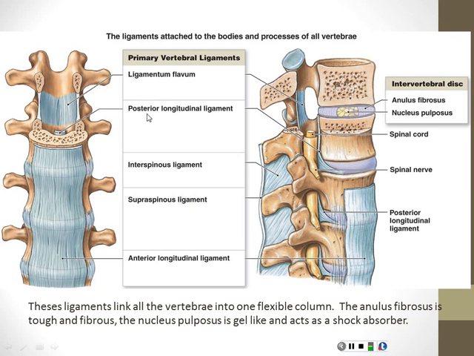Now inside the vertebral canal, the front of the vertebral canal has a posterior longitudinal ligament, so it runs the length this way. And then the back of the vertebral canal has the ligamentum flavum, which is one of the stretchiest ligaments in the body. So the back of the vertebral canal, which is right here, is made up of the ligamentum flavum, and the front is the posterior longitudinal ligament. All right, so the ligaments of the vertebral column.